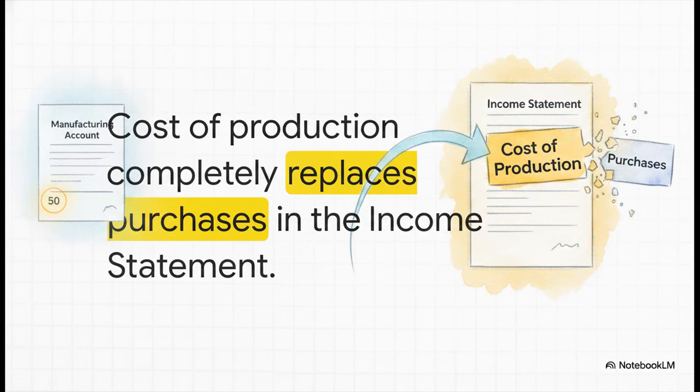And here we are, the grand finale. All this incredibly hard work in the manufacturing account results in one vital number, the cost of production. Now, for a regular trader, their income statement relies on a simple purchases figure to find gross profit. But for our manufacturer, this highly detailed, meticulously calculated cost of production flows straight into the income statement, totally replacing the word purchases. It is the missing puzzle piece that allows the business to finally calculate its true gross profit.